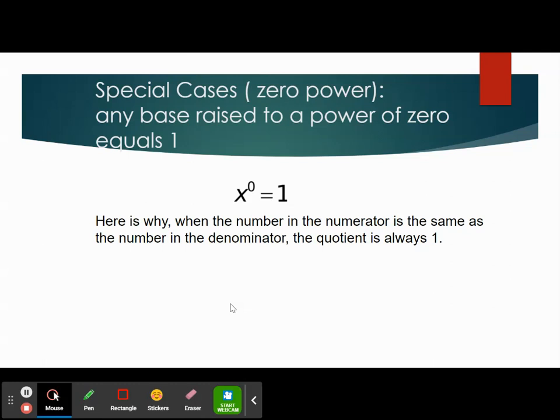Then once you write that statement down, right underneath the statement, not in the examples, you need to write x to the 0 power equals 1. I will show you in just a moment why. Any base raised to a power of 0 equals 1. So if you have 10,000 to the power of 0, it equals 1. If you have 2x squared, the whole thing raised to the 0 power, it's going to equal 1.